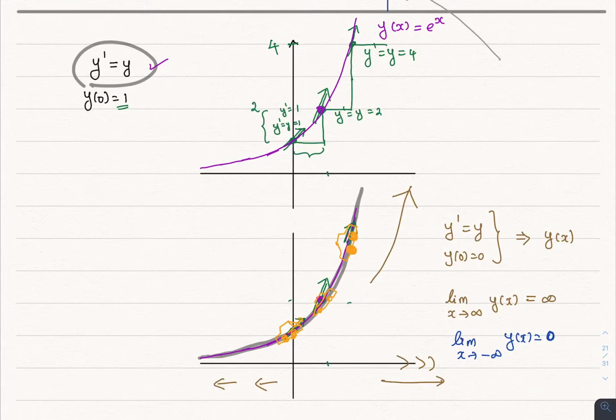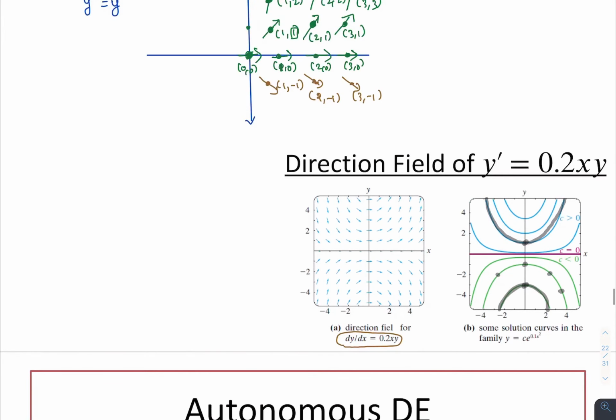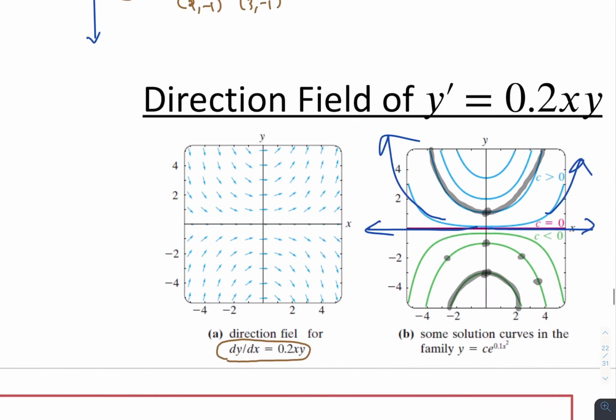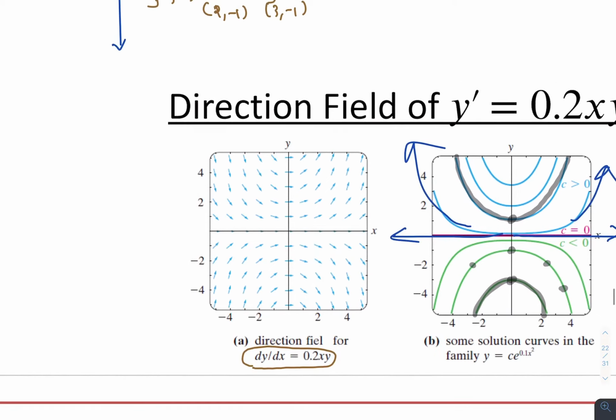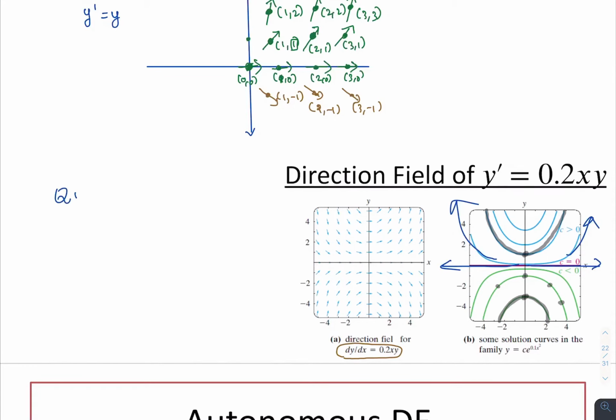Again, I did not solve. By just doing this analysis, we can see the qualitative behavior of the solution. So for example, for this particular problem, we know that when x goes to infinity, the solution goes to infinity. When x goes to negative infinity, the solution still goes to negative infinity. Again, we did not solve it. By just looking at the direction field, we can make this conclusion regarding the qualitative behavior of the solution. All right.